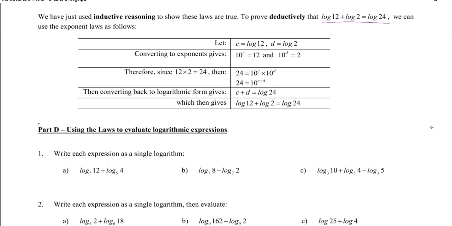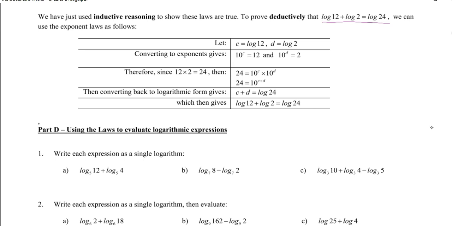So if we let C equal log 12 and D equal log 2, converting this to exponential form, that's yesterday's stuff. What's the base of this? I don't see a number there. What's the base? 10. If you don't see a base for a log, it's base 10. So 10 to the power of C equals 12, converting from log form to exponent. 10 to the power of D is equal to 2, again converting from log form to exponent.